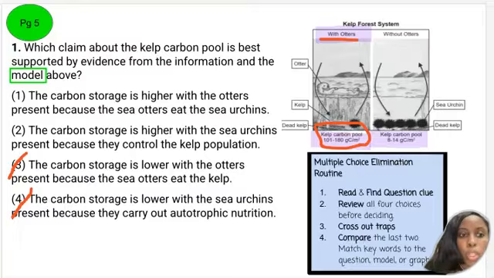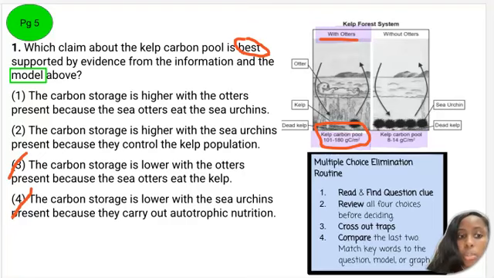Now I'm stuck with choice number 1 and choice number 2. So choice number 1, again, is saying that carbon storage is higher with the otters present. And I agree with that because the sea otters eat the sea urchins. I also agree with that because they said it in the previous text. But just to double check, because I want to make sure that I'm choosing the best answer, and I need to know why I'm ultimately eliminating choice number 2.